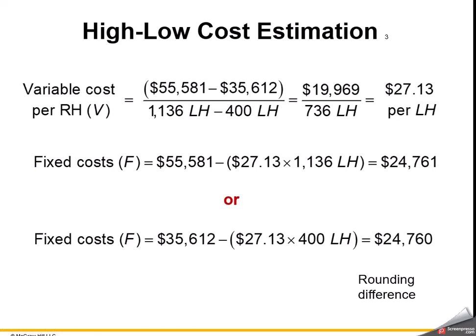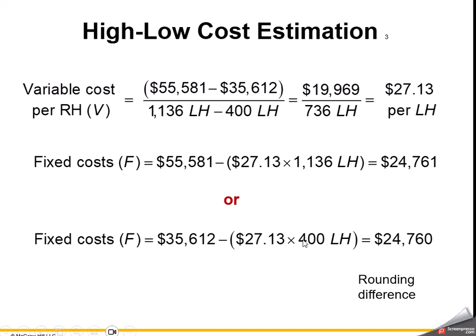So here's some numbers. This is our high point and our low point, our high labor hours and our low labor hours. We estimate that the variable component is $27.13 per labor hour. So if we put that into the high formula, 27.13 times the 1,136 hours gives us $30,820 if I round it. Then we subtract that from the total costs, and the difference, $24,761, is our fixed costs.